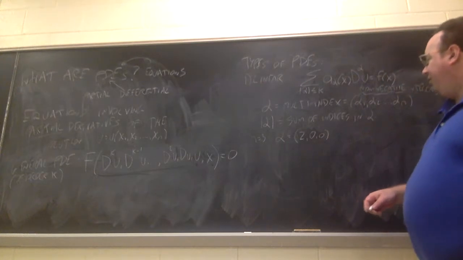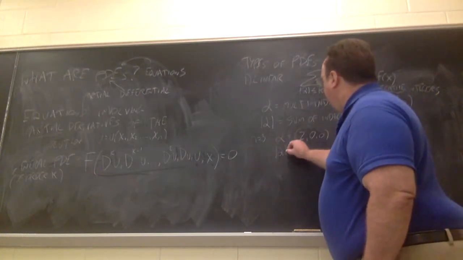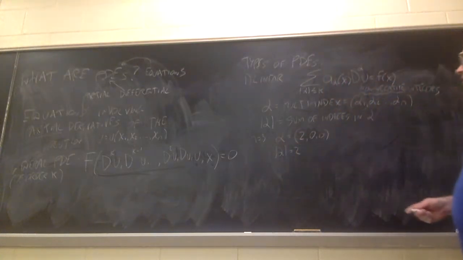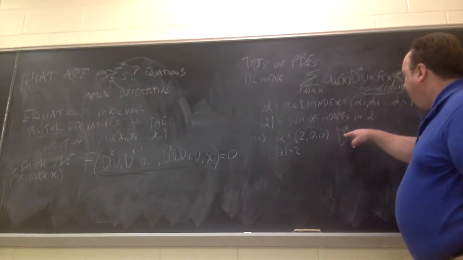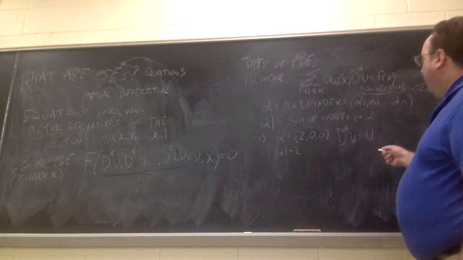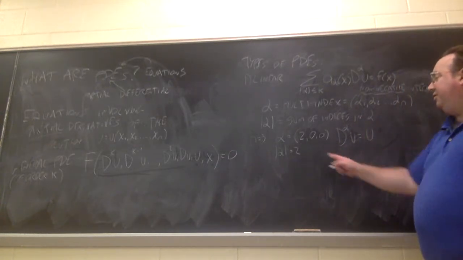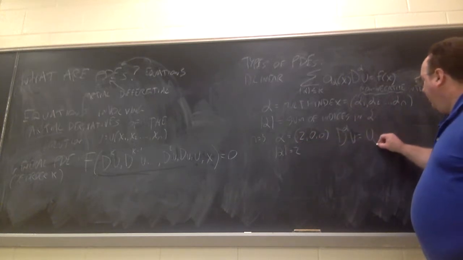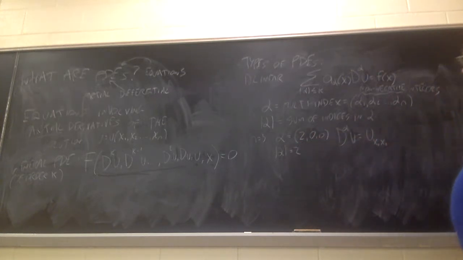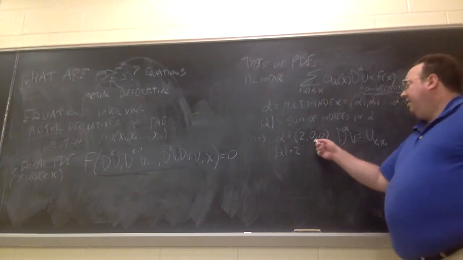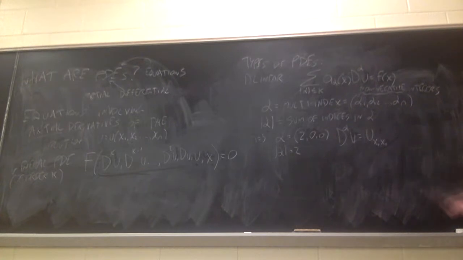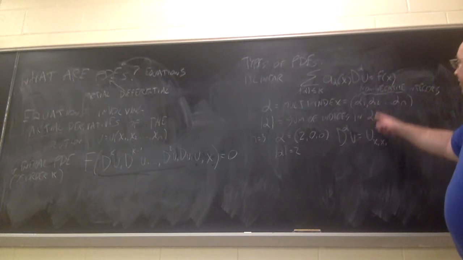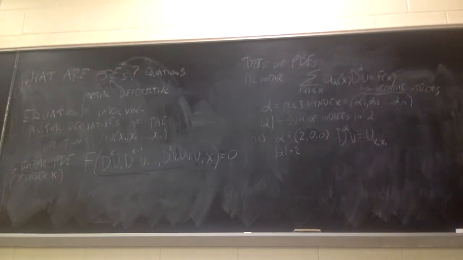First element is 2 and the others are 0. So the magnitude of alpha is the sum of these, so it's just 2. So d alpha u, what this means is we take the partial derivative with respect to the first variable twice, so x1, x1, and then partial derivative with respect to the second and third variables, not at all. So only differentiating with respect to x1. So that's what this notation means. It's a way of picking out a particular partial derivative.